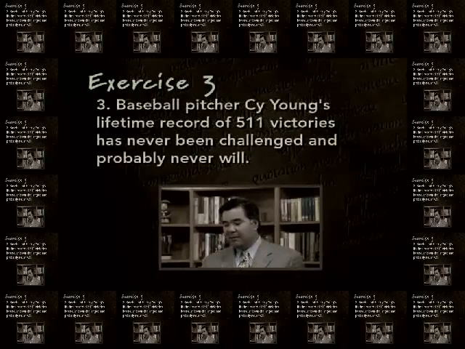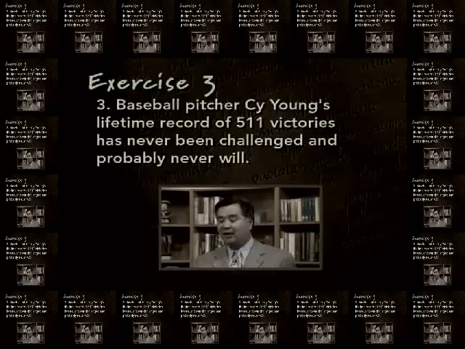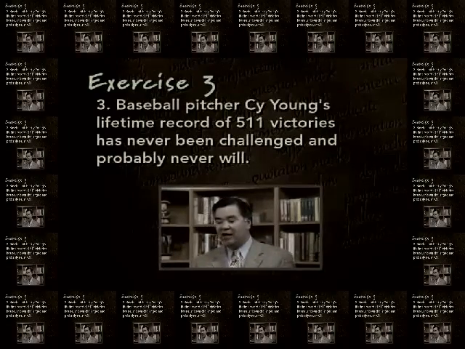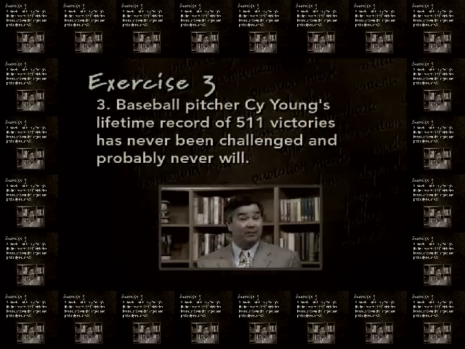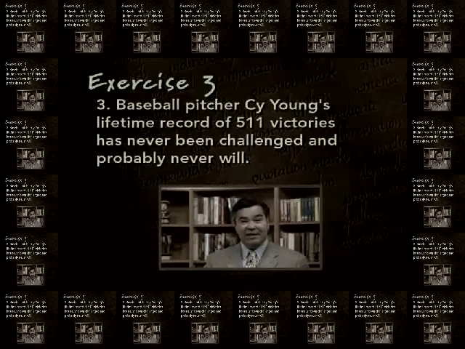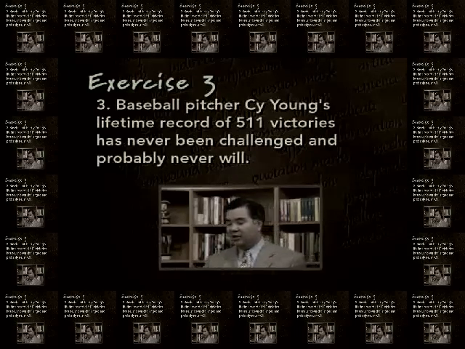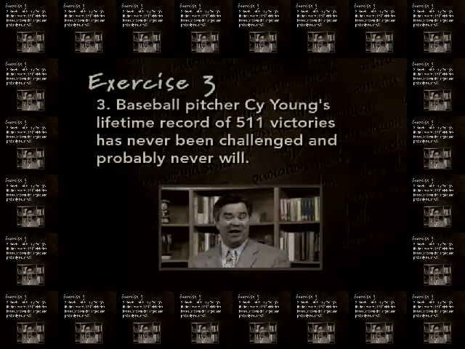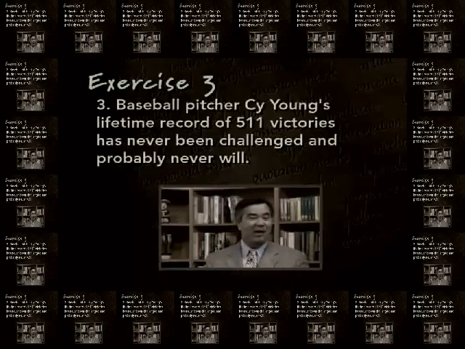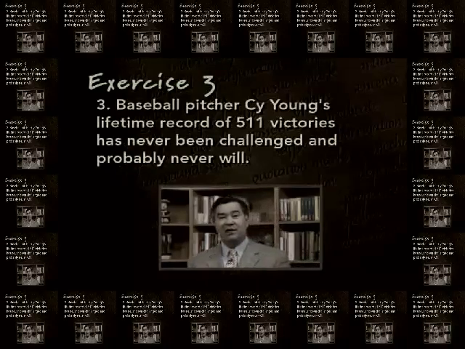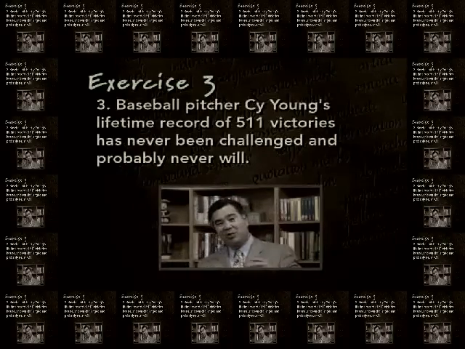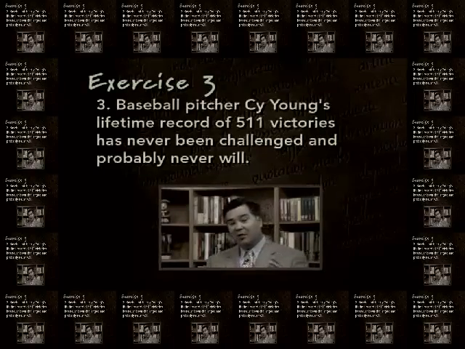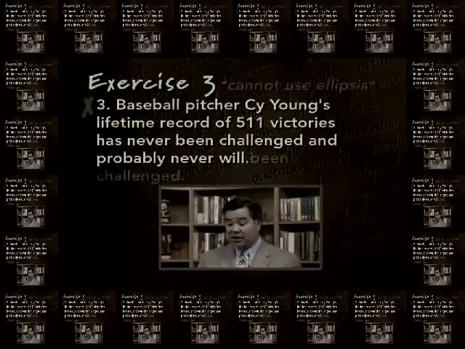Next example. Baseball pitcher Cy Young's lifetime record of 511 victories has never been challenged and probably never will. The author is saying two things about Cy Young's record. It has never been challenged and probably never will be challenged. Now, rather than repeat the word "challenge," the author is trying to use ellipsis here. But what happens when we try to plug the same verb in? We see that the sentence doesn't really work.